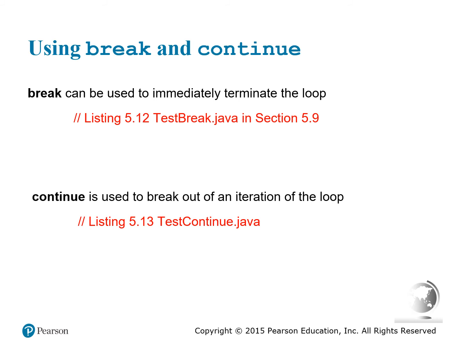When we use the keyword continue in a loop, we break out of a single iteration of the loop, and we continue the loop with the next iteration. Continue does not cause the entire loop to terminate, just the current iteration.